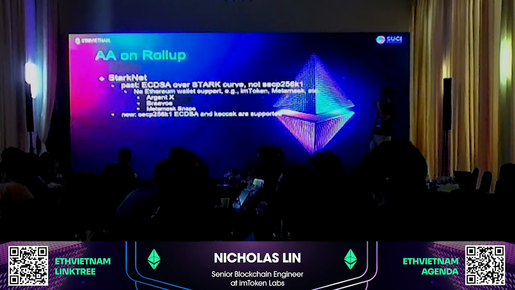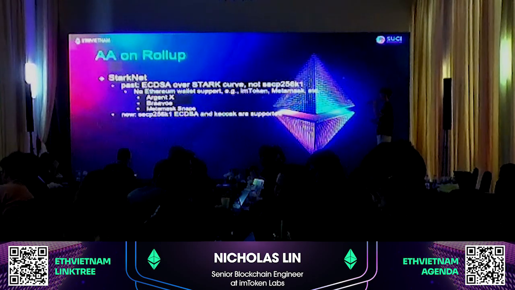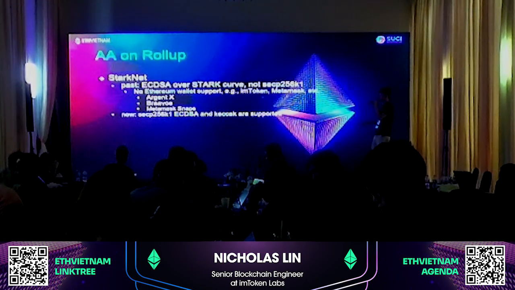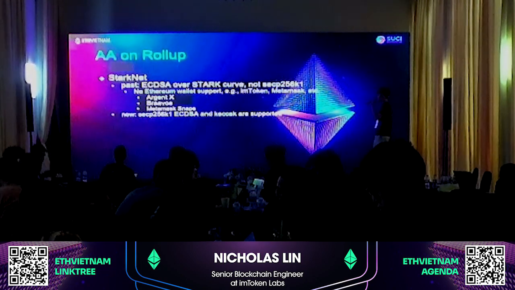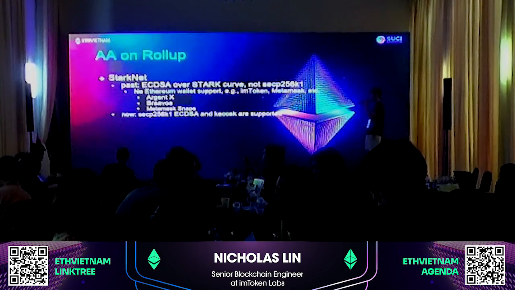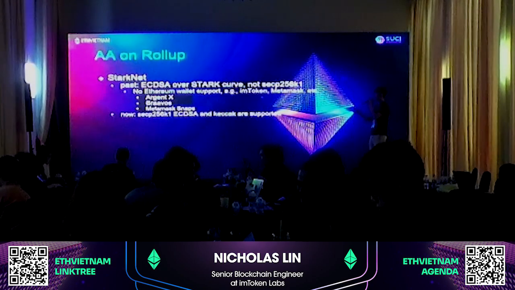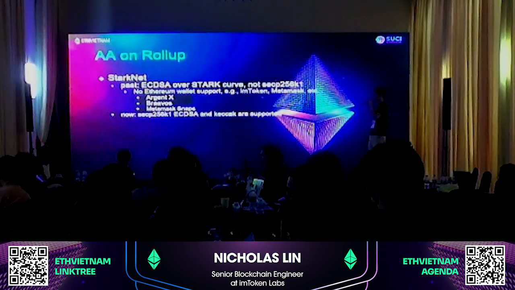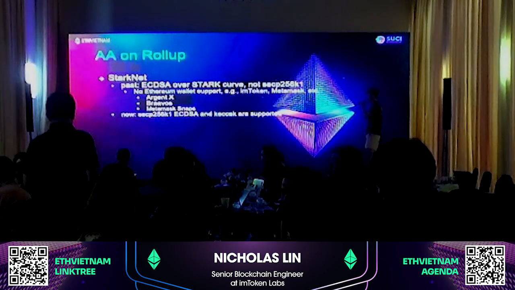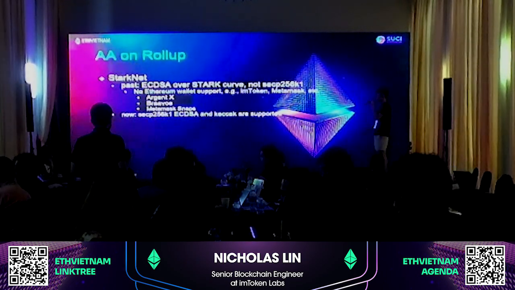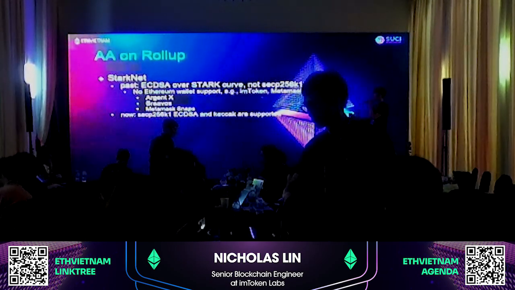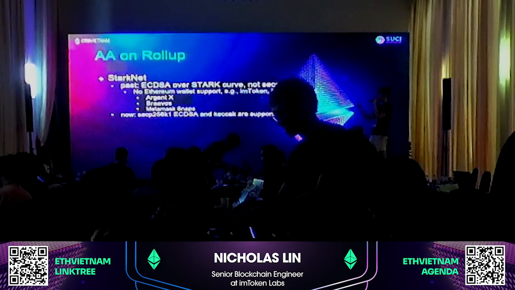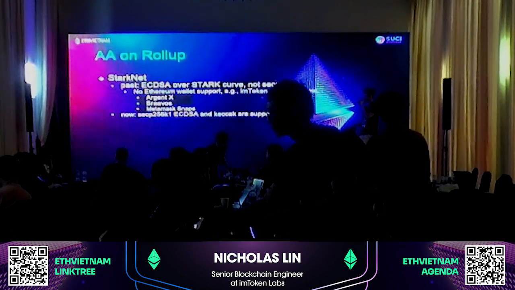So that means in the past, Ethereum wallets like imToken or MetaMask could not support account abstraction on StarkNet because they don't use the same curve as Ethereum. So we had different companies building StarkNet-specific wallets like Argent X, Braavos, and MetaMask Next. But now the StarkWare team has built a library specifically for secp256k1 over ECDSA, and so actually Ethereum wallets can now support StarkNet account abstraction.